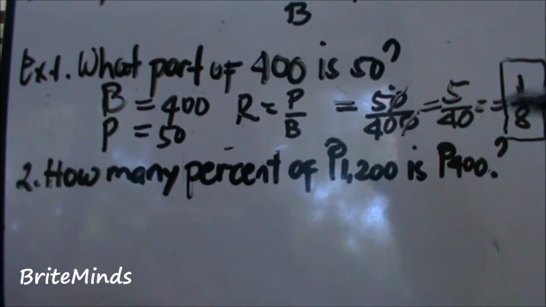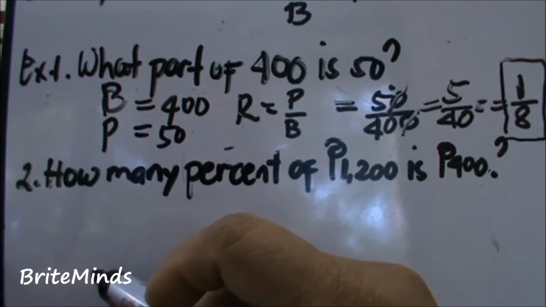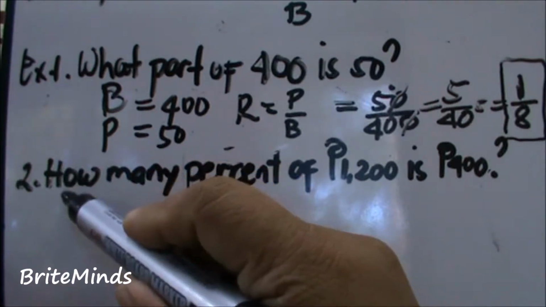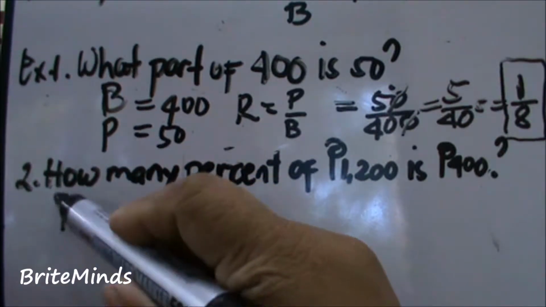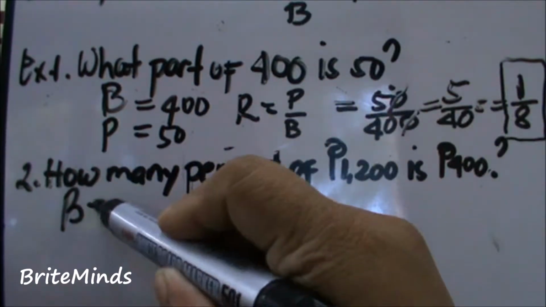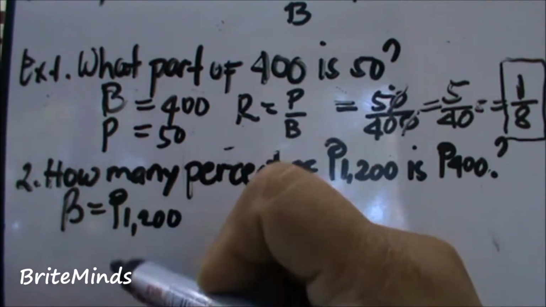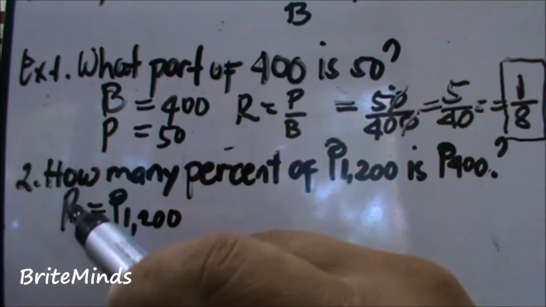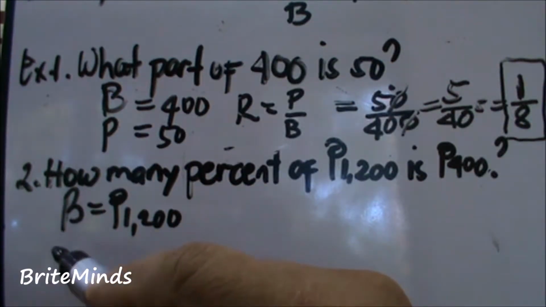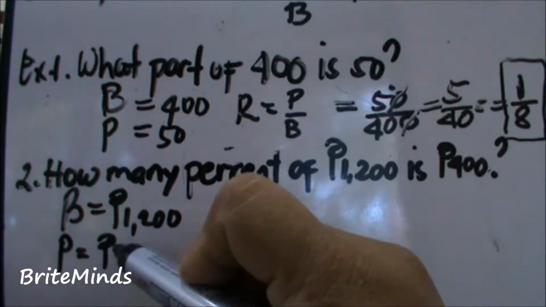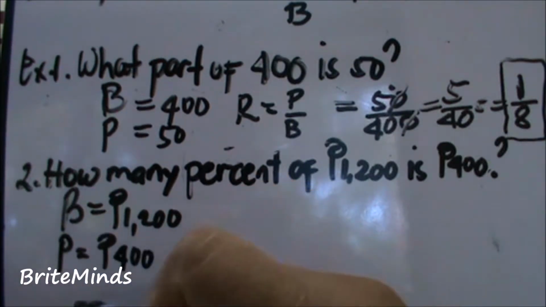Okay, so identify first the givens. So the base is 1,200 pesos. Okay, percentage, portion of 1,200 is 400 pesos. So our unknown is the rate.